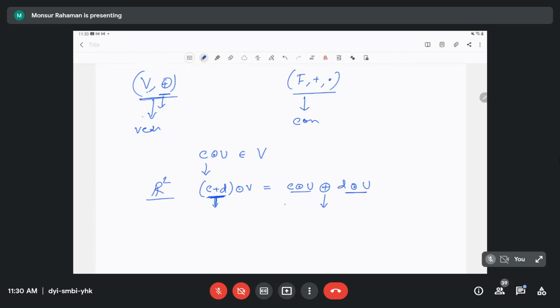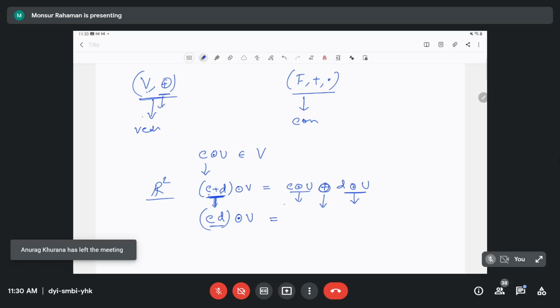This is a field element, so you have to add them in a field way. This is a field operation, so you have to add them as a field, but because after multiplying with a vector, it has become a vector, so you have to add them in a vector space. And what about multiplication?